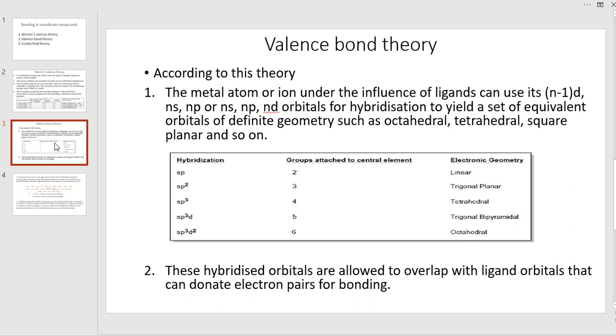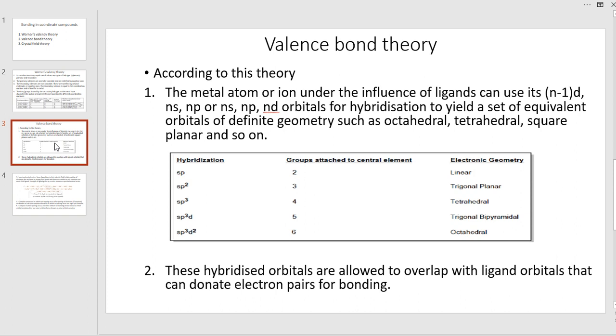The first one is hybridization, the mixing of available orbitals of the atom or ion under the influence of the ligand. If one s and one p orbital are involved, the hybridization will be sp. If 2p and 1s are involved, sp2. If 3p and 1s are involved, sp3. Others are sp3d, sp3d2, and one more is possible, that is dsp2.